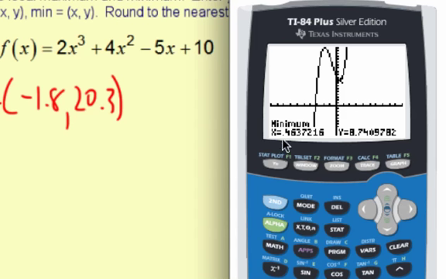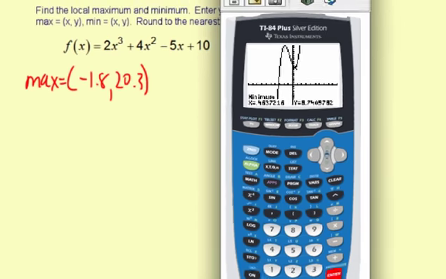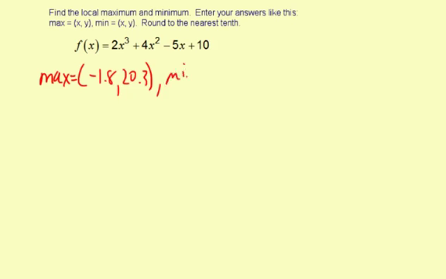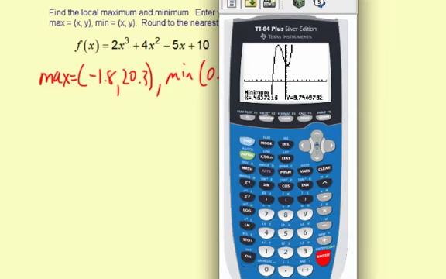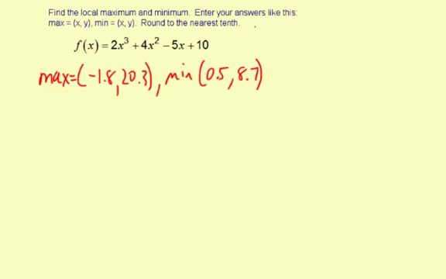Okay, now the minimum is x equals 0.463 and y equals 8.741. So I'm going to round it to x equals 0.5 and y equals 8.7. So you're just going to verify that one, make sure it's right. Okay, now, this is how you enter your answer. Max equals negative 1.8 comma 20.3, and then a comma outside, and then min 0.5, 8.7.